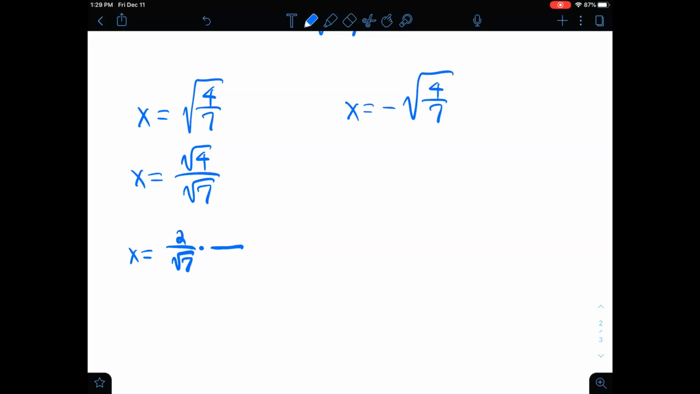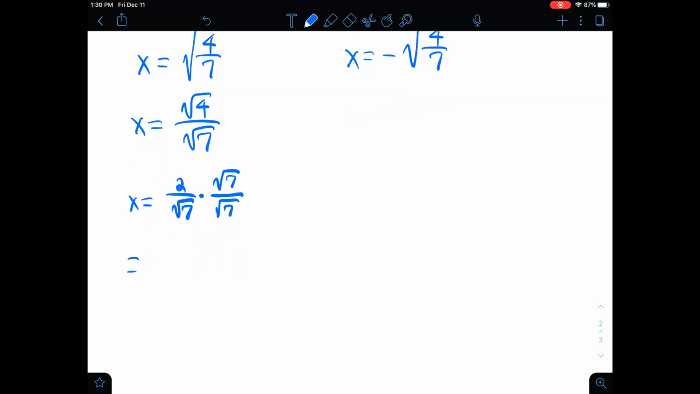How do we rationalize again? We multiply both top and bottom by the what? By the square root in the bottom. So we're going to multiply both top and bottom by square root of 7. And that's going to give us, for our answer, x equals 2 square root of 7 over, and square root of 7 times square root of 7 is just going to be 7. The square root times itself is just going to be the number itself. So that's one of our answers.